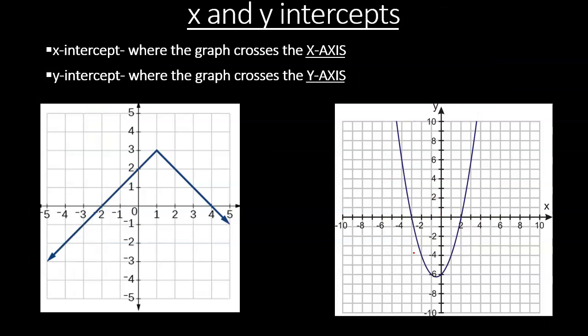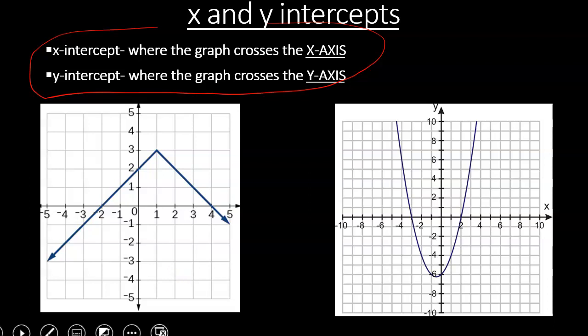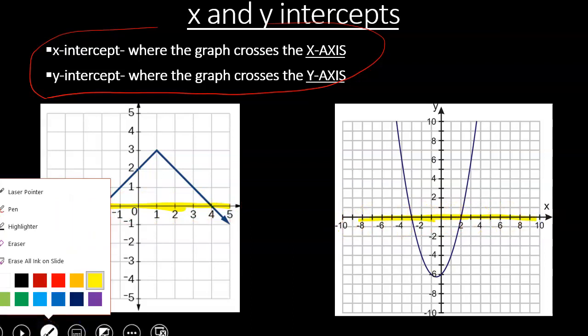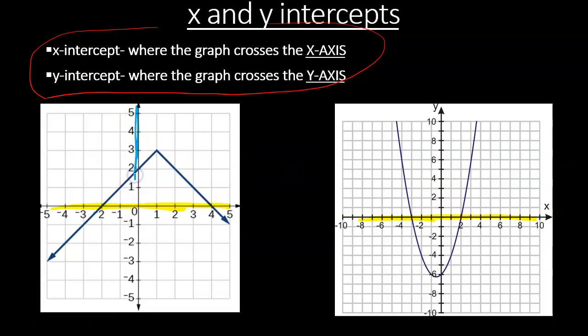Your next key characteristic are your x and y intercepts. So I know that in middle school you did a lot with y-intercepts, but you also have x-intercepts. So again, if you need to add this into your notes, feel free. Your x-intercept is where the graph crosses the x-axis. So in case you've forgotten, your x-axis runs horizontally. And I highlight it in yellow. And your y-axis runs vertically. I'm going to highlight it in blue.